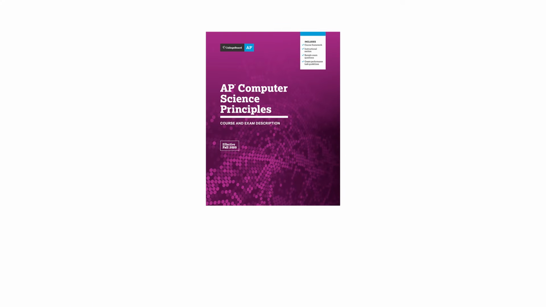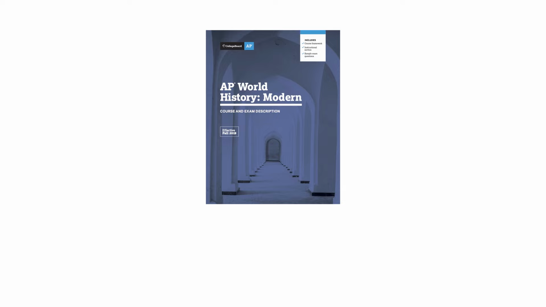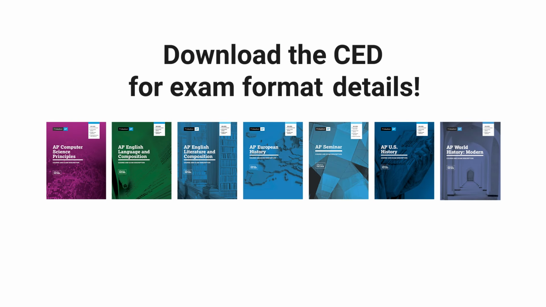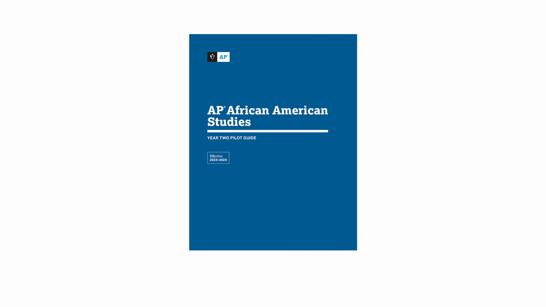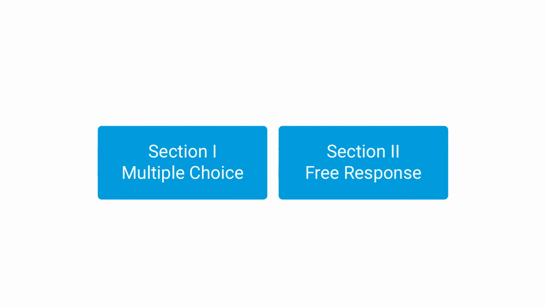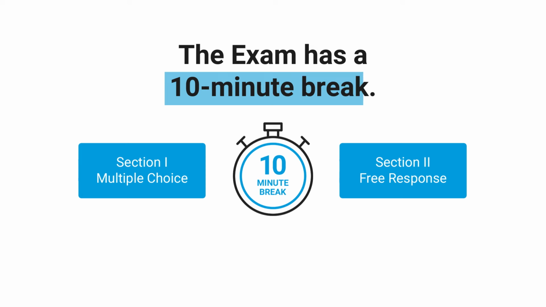The format of the 7 AP courses with the digital option is identical to the format of the paper exams. See AP Central and the course and exam description of each exam for details. AP African American Studies exams are all digital. See the Year 2 Pilot Guide for exam format and timing details. For the 7 AP exams with 2 sections, each section and part is timed separately, with a 10-minute break between the sections. The end-of-course exam for AP Seminar ends when time expires.